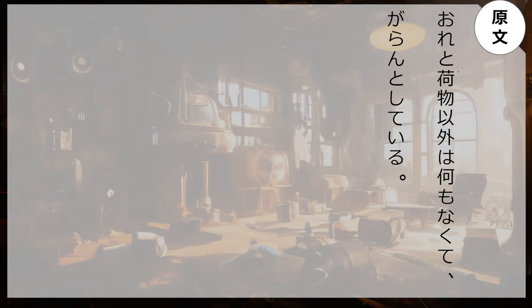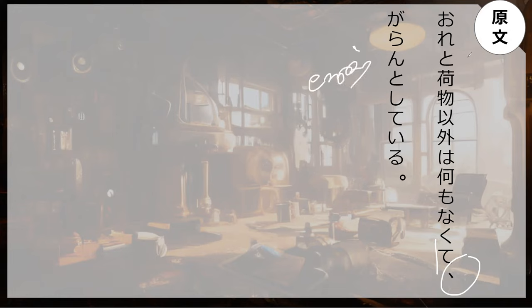Ore to nimotsu igai wa nani mo nakute, garanto shiteru. Garanto shiteru. It is quiet. It's quiet, but before that it says ore to nimotsu igai wa, other than myself and the luggage, nani mo naku. This naku is the negative form, nai, in te form. Nakute.